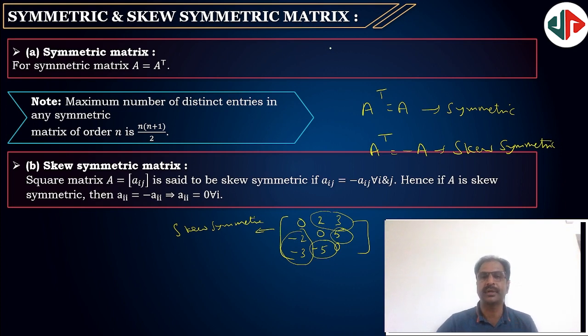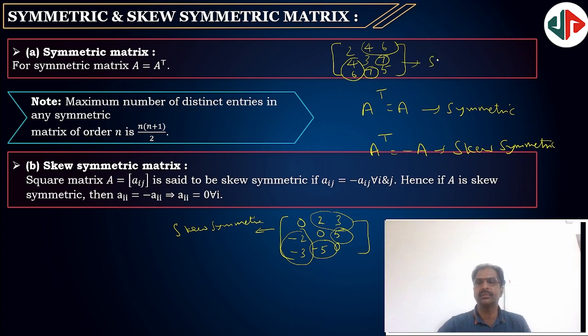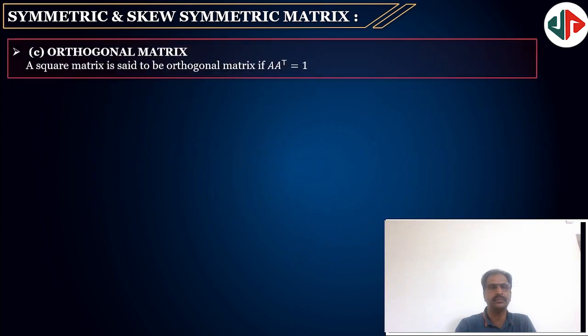Then what about symmetric? Write any three principal diagonal elements, and whatever numbers you write on one side, the same numbers go in the mirrored positions. These numbers and these numbers should be the same, and this number and this number should be the same. In the principal diagonal, you can have any numbers. This is how an example of a symmetric matrix can be written. So this is about symmetric and skew symmetric matrices.